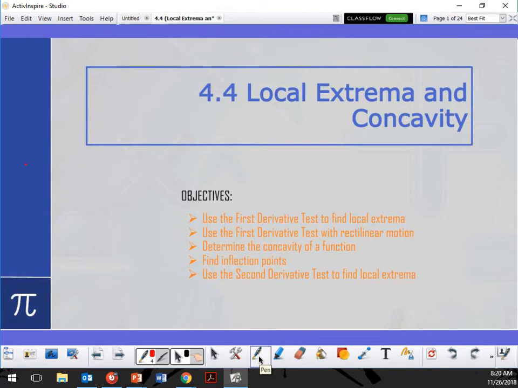Alright, okay. So, local extrema and concavity. Extrema means extremes, right? Concavity, when it opens up, or down. It's kind of like a cave in. It's concave up or concave down. Convex would be something different though, but we're just talking about concaves.